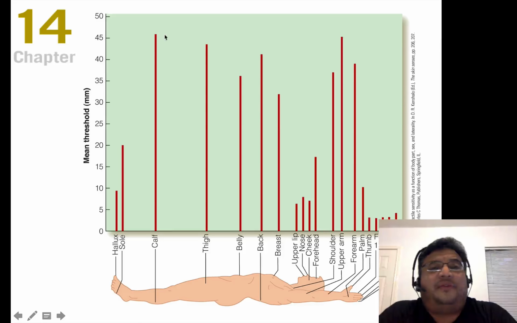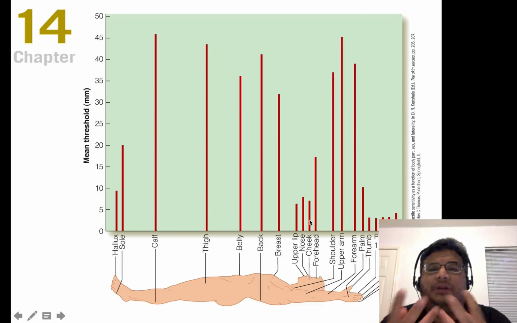The calf is very not sensitive. So you can get a big old nasty cut on your calf and it won't hurt that bad. Same with your thigh. It's not that sensitive. The belly, it's not that sensitive. The back, not that sensitive. The breast area, not that sensitive. But once we start getting to the upper lip, the nose, and the cheek, those are very sensitive areas.